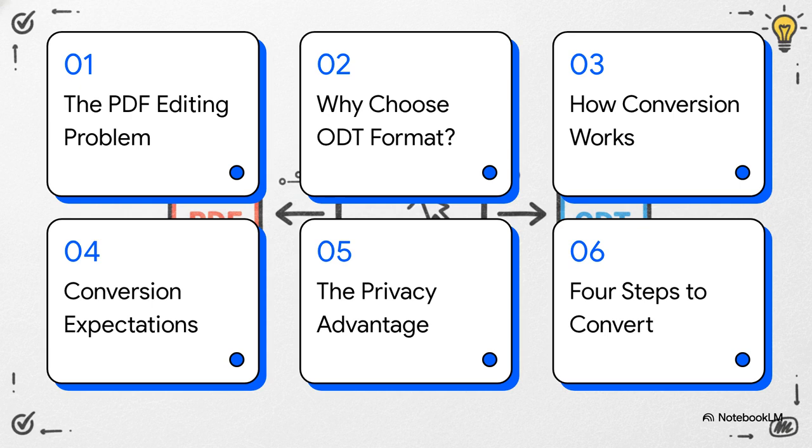Okay, here's our roadmap for this explainer. 1. The PDF editing problem. 2. Why choose ODT format. 3. How browser conversion works. 4. Setting conversion expectations. 5. The privacy advantage. And 6. 4 steps to convert. Let's dive in.